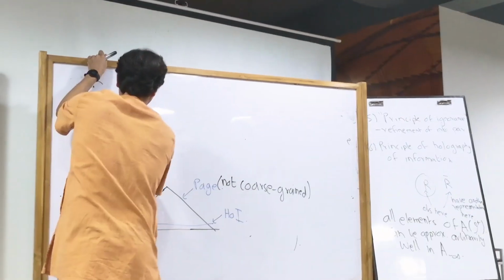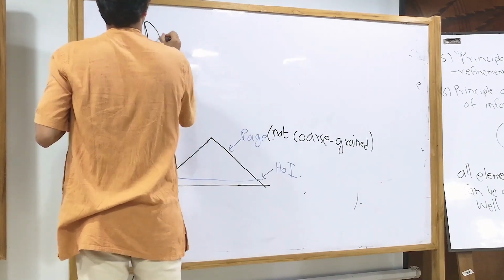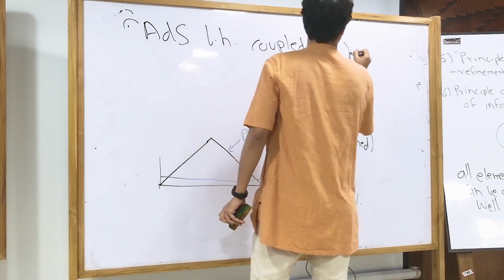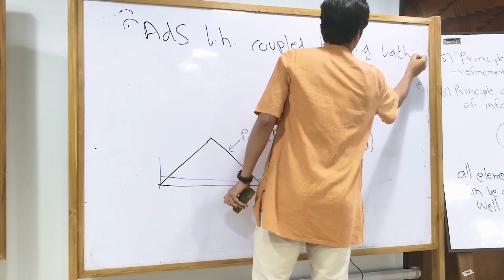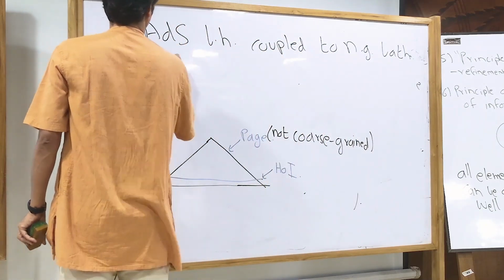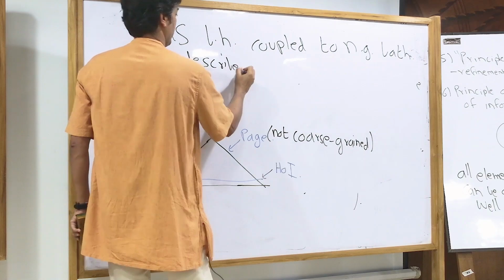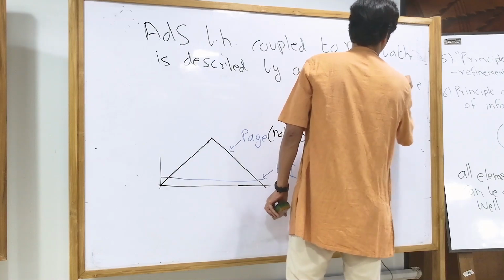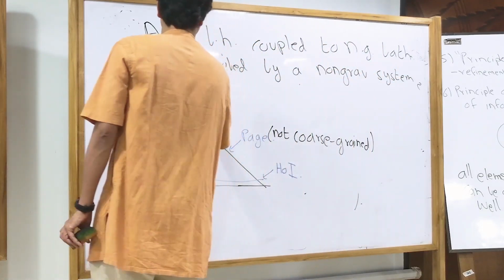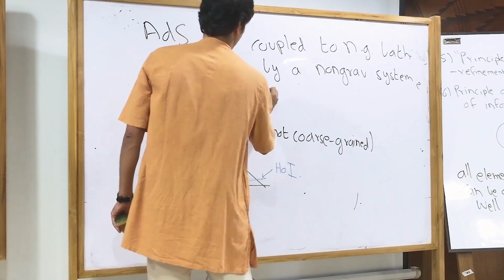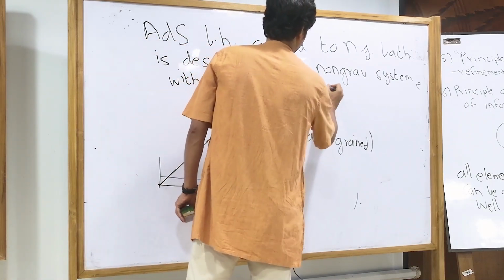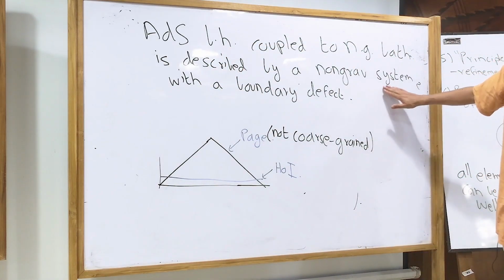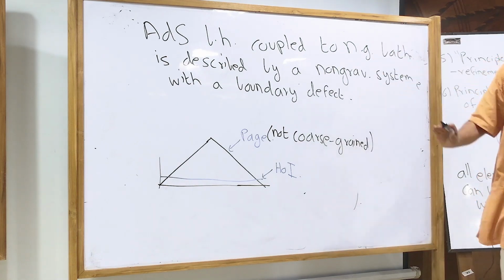Let me write what the physics is, or the main points. AdS black holes coupled to a non-gravitational bath is described by a non-gravitational system with a defect, and defect just means boundary degrees of freedom, with a boundary defect. This is the thing you need to understand. I'm not explaining the details of this, but an AdS black hole coupled to a non-gravitational bath can be described by a non-gravitational system with a boundary defect. That's what I just said.